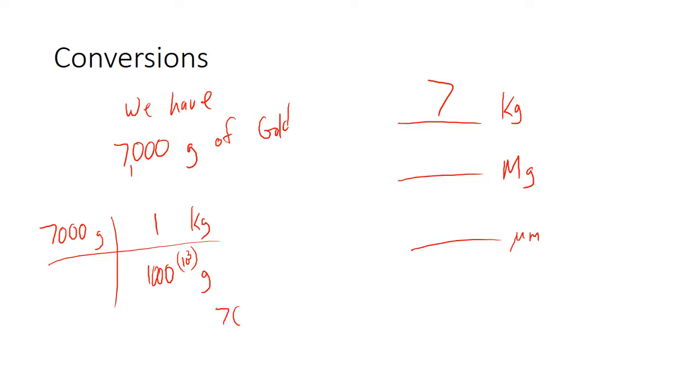So let's do once more into the breach. So we're going to have 7,000 grams. And then we're going to cancel out the g, make the mg. Now, this time I'm going to have 1,000,000 grams make 1 megagram. So I'm going to be dividing by there, so I'm going to have 0.007 megagrams.